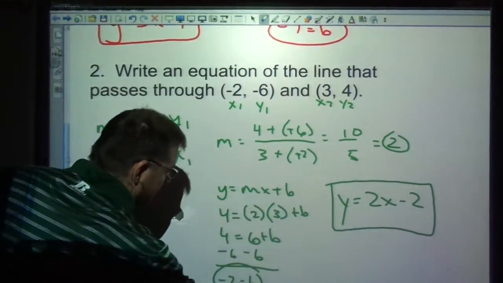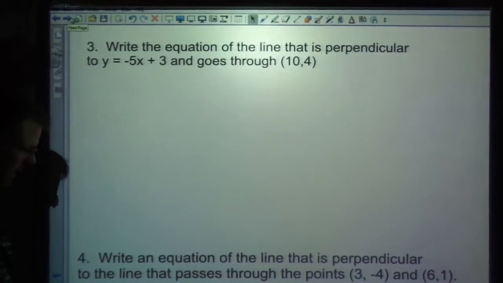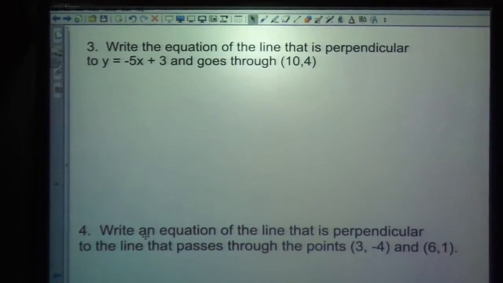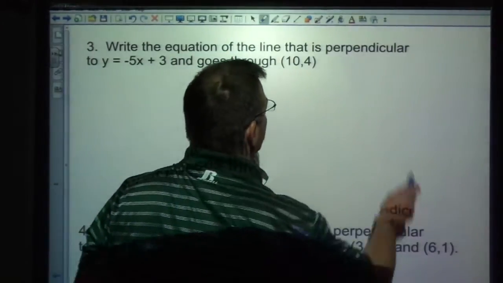Okay, I have 2 more examples. Please copy these ones down as well. Go ahead and pause the video to write these examples down. Pause. Make sure you're writing all the words. And play. Now the difference here is that we have the word perpendicular.